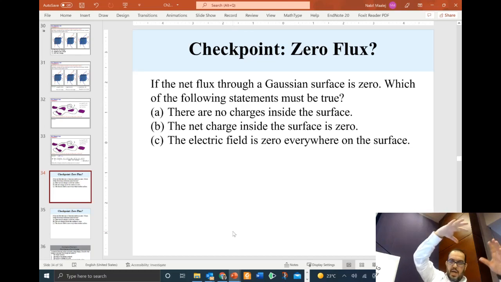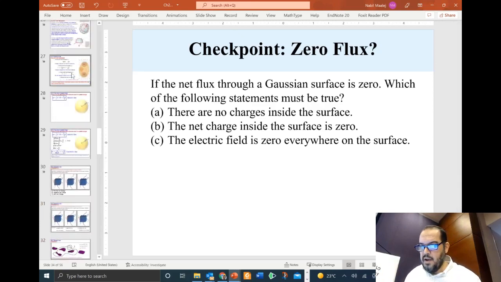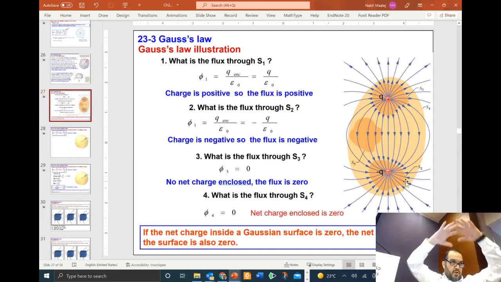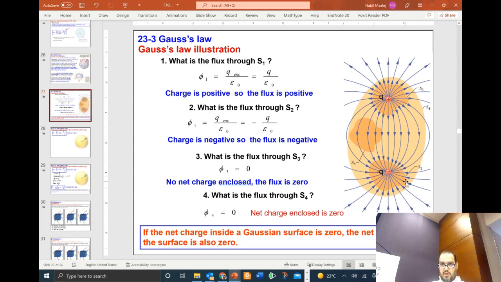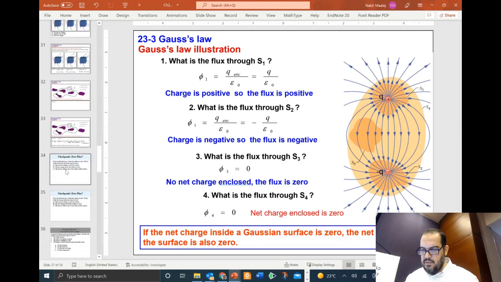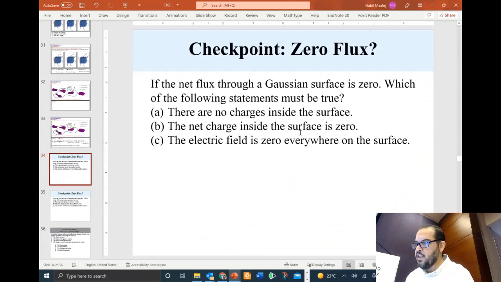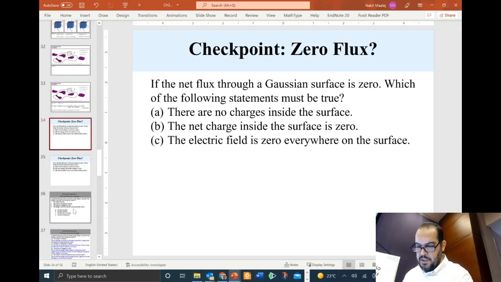Like the case where we had the S4 here. Remember, for the S4, are there charges inside? Yes, there are charges, but the net charge is 0. Q minus Q is 0, so the flux through this closed surface is 0. So the correct answer in this one, and I know it's deceiving, is that the net charge inside the surface is 0, not that there are no charges inside the surface. There can be charges, except they cancel each other. Okay? All right.